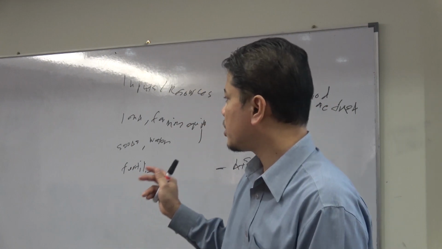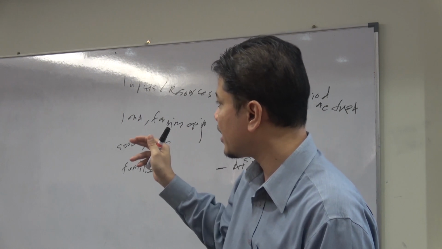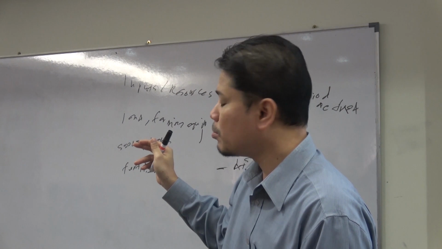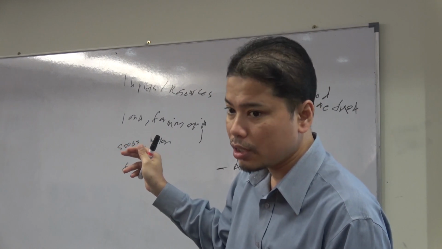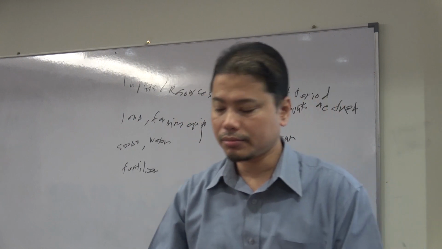But if they are able to change everything, all the inputs that they use in the production, including the land, which is probably the most difficult input to change, then they are now operating in the long run.